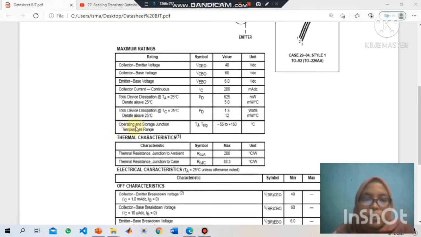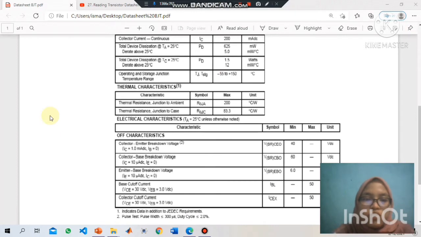And for the operating and storage junction, generally the temperature range of this transistor, T junction or T storage, the maximum rating of the temperature range is from -55 up to 150 degrees Celsius. So in this range, the transistor can still work properly.